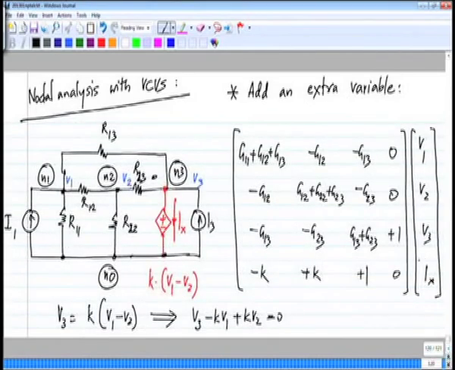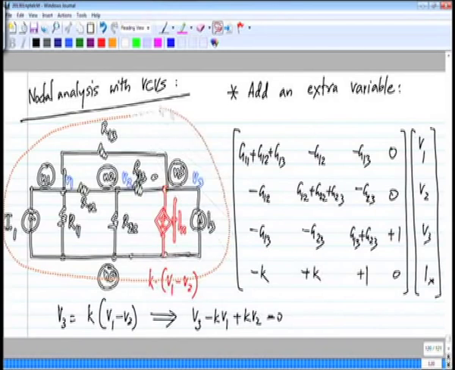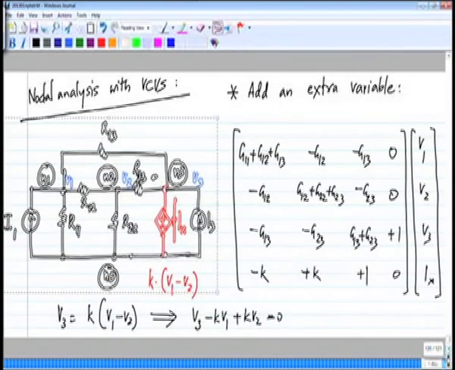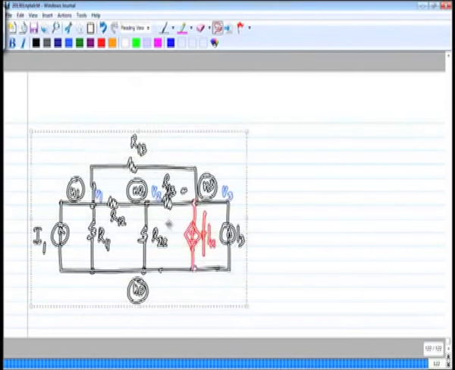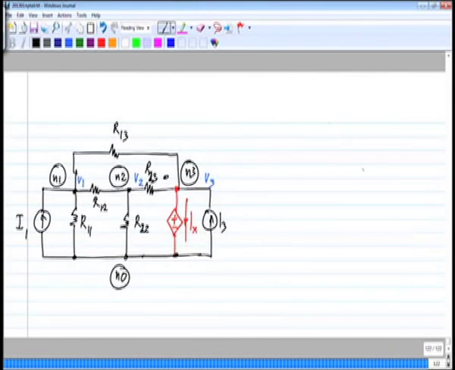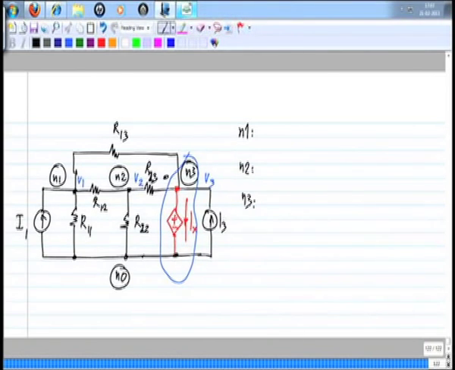Now we will try to do the same using the super node. Now, which is the super node? That is basically the combination of node N3 and the reference node. That is where the voltage source is connected. It's a dependent voltage source, but that's where it is. So we had three KCL equations for N1, N2 and N3. Now, which of these equations will get modified because of the super node? This is a question. Please try to answer that.